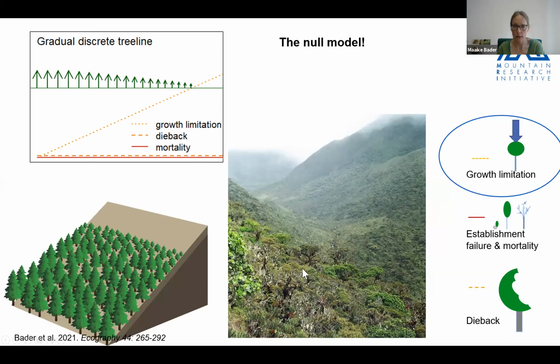This is a picture from the south of Ecuador, where you also have quite a smooth transition from the forest to somewhere there. There's the Paramo. Right, so here at the right-hand side, you can always see these 3 first level mechanisms, and the one that is important is circled, so it's growth limitation in this case.